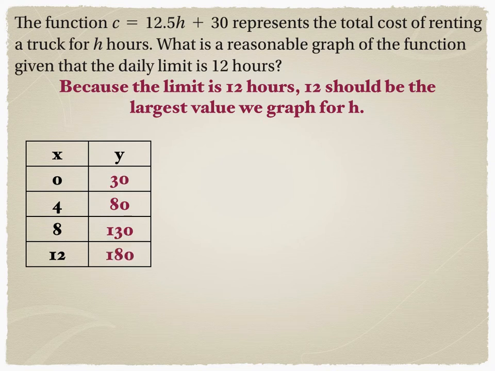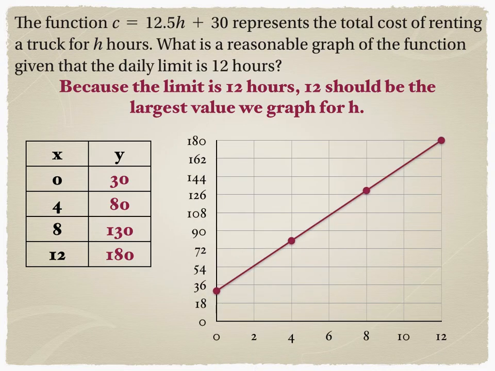Then you're going to go ahead and graph those points in a coordinate plane. Notice I only included the first quadrant in this graph because that's the only part of the graph that makes sense. On the horizontal axis, which should be labeled number of hours rented, I've only included 0 to 12.